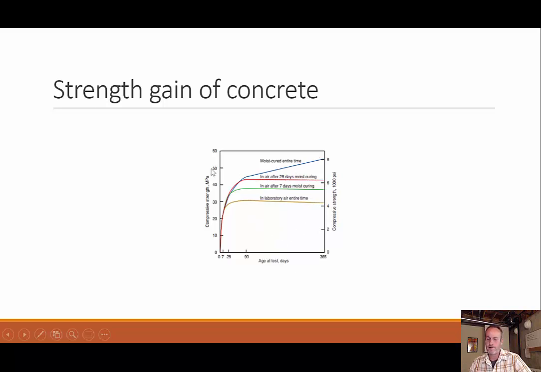And you can see each one of these lines. So if you were immediately after your 28 days, you actually didn't have it moist cured at all, just had it in a laboratory. You can see after you reach your 28 days, you about maxed out and you don't get any more. And of course, if you did 7 days, you're a little higher. 28 days, even more. And if you never take it out of that moist environment, then the reaction continues to happen and it becomes a stronger and stronger concrete.